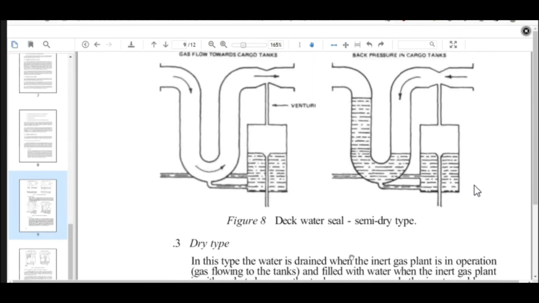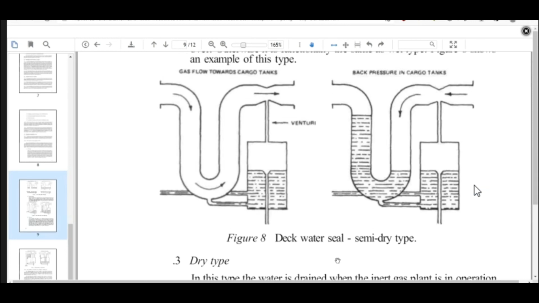We'll now look at the semi-dry type. Now semi-dry type is in between. So we have a large U pipe here. And from the engine room, we have the IG inlet to this U pipe. As long as the pressure is high, it is going through this one, and then this is going to the tank.